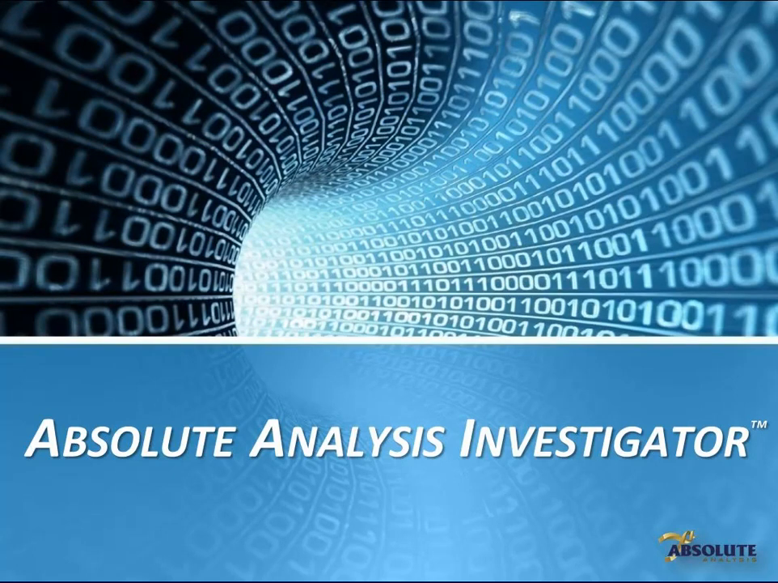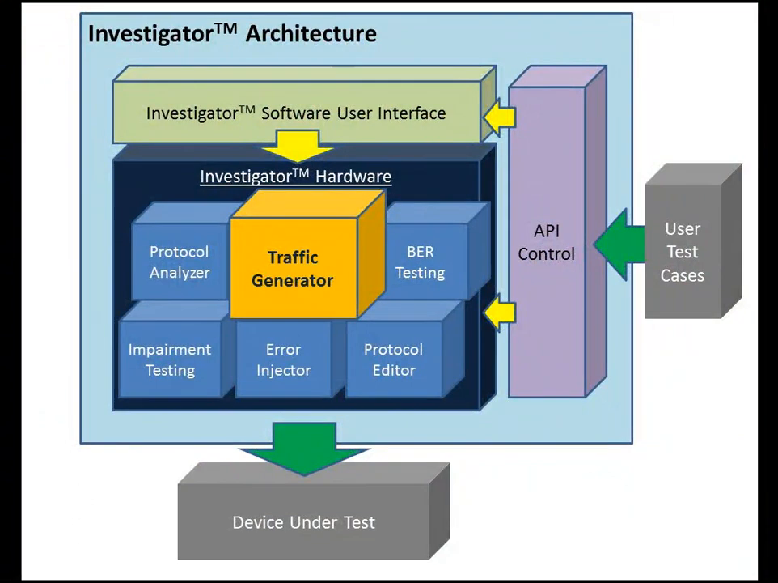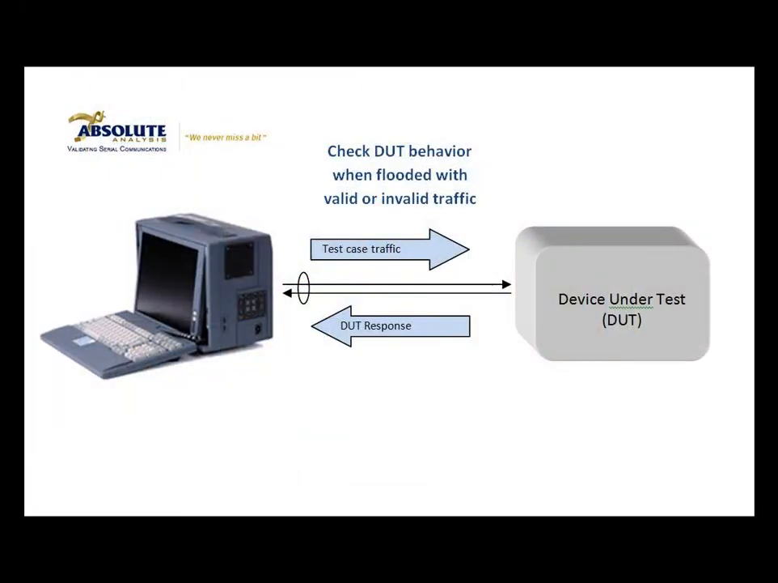Traffic Generator from Absolute Analysis is part of the Investigator test suite that runs on the same hardware as the Analyzer, Error Injector, Impairment Tester and Bit Error Rate Tester. It's so easy to set up and generates full line rate user-defined traffic simultaneously on all ports of the analyzer. It's easy to see how a device or system responds to a range of erroneous data by configuring Traffic Generator to send custom frames. Let me show you how it's done.